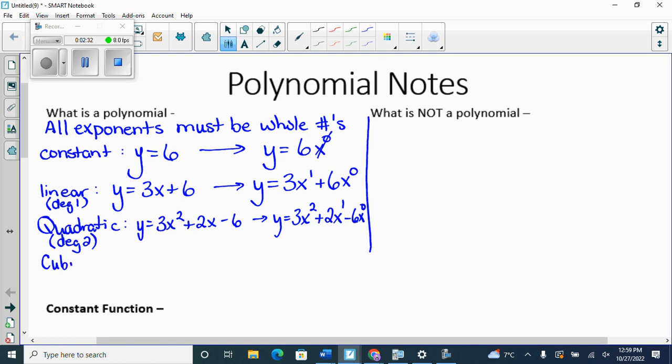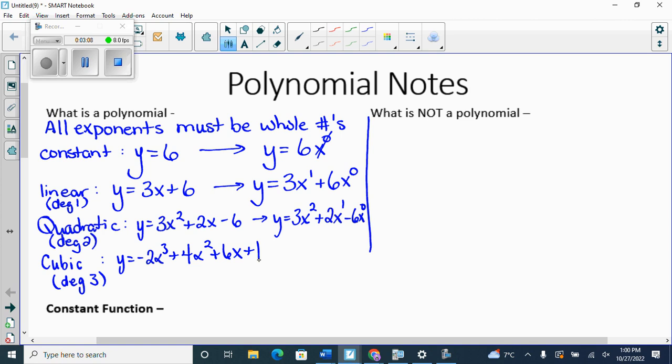So cubic is degree 3. And that would be like y equals negative 2x cubed plus 4x squared plus 6x plus 1. Could all of those be written to whole number exponents? This one's a 3, this one's a 2, that would be a 1, and this would be a 0, right? So it would work. What's not a polynomial? Let's give some examples of not a polynomial, which most of this goes back to grade 10.